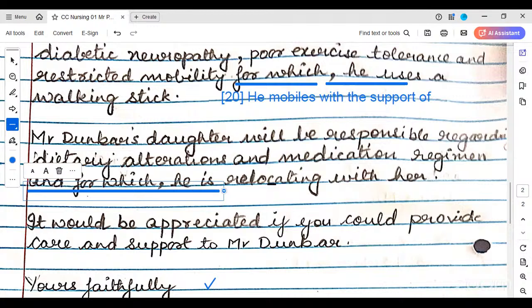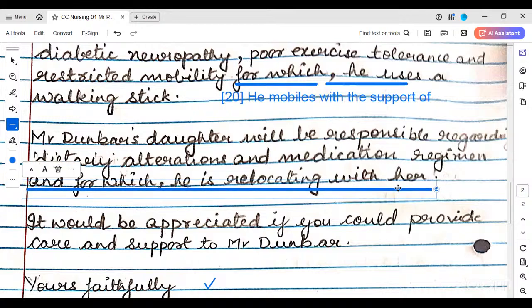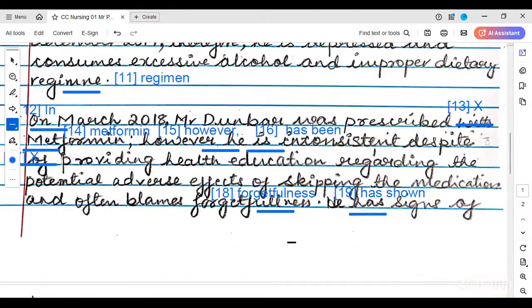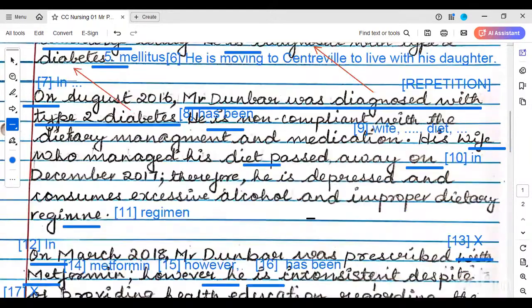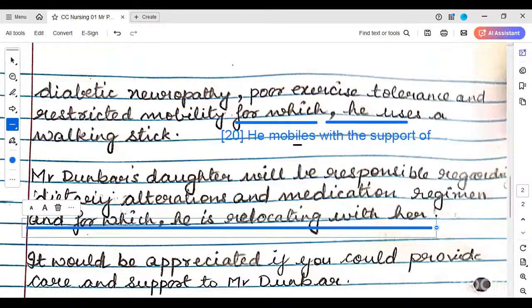So he is moving to Centerville to live with his daughter. This is already mentioned in the beginning itself because it's very important there. That is the reason why you're transferring the care of Mr. Peter Dunbar. You should remember. It is more prominent in the beginning and better serves the purpose there. You have weakened the power of this sentence here.